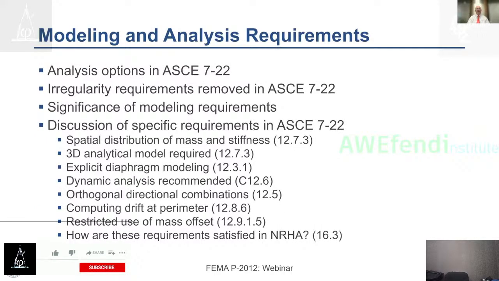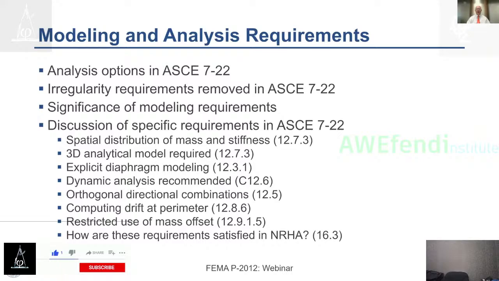That's going to take us into this next section where we're going to start to think in more detail about the technical aspects of our designs. So the idea here is that we have modeling and analysis requirements set forth in ASCE 7-22, as we have in earlier editions of the document. We're going to talk about some of the requirements that were removed in ASCE 7-22, and we're going to discuss the significance of the modeling requirements.